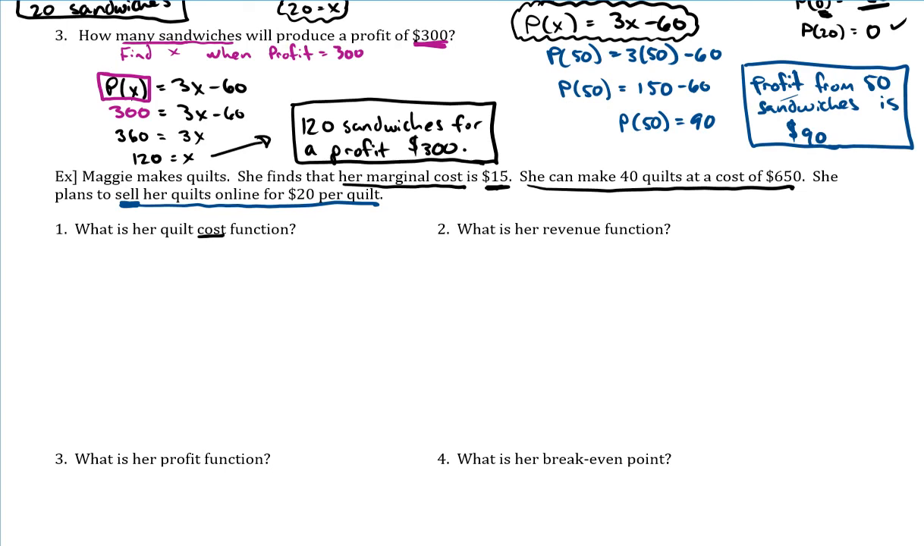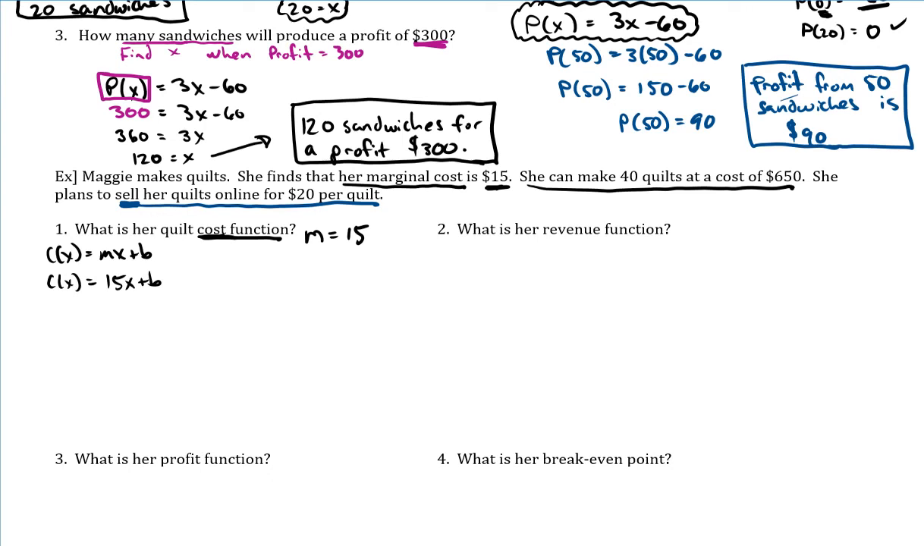So what is her quilt cost function? We'll assume it's linear, so let's put C of x equals mx plus b. They do tell us the marginal cost. Remember, our marginal cost is the slope. So we do have that instantly, and we can change it as needed right there if we want to. But we don't have the fixed cost yet.